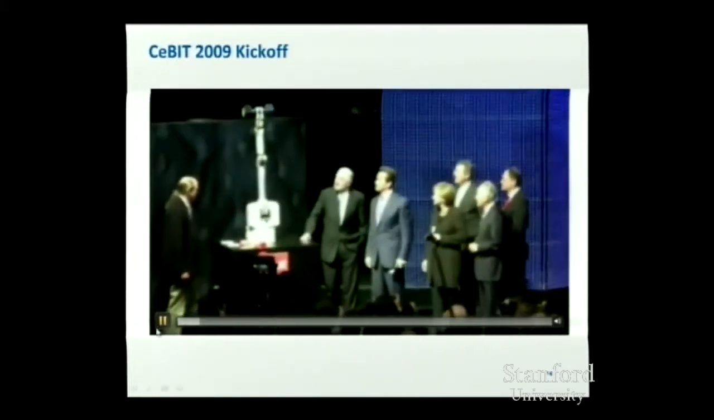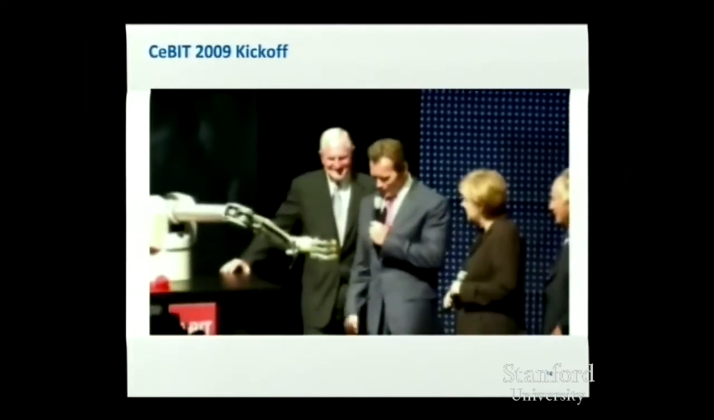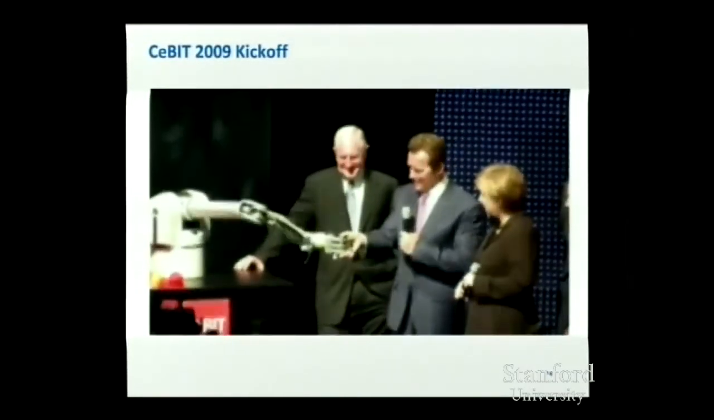All right, so finally I'm going to show you a video where we were able to kind of demonstrate this in a kind of high visibility, fun setting. So this is similar to what I showed you with the apple. Documented from one of our research laboratories. So that's Craig Barrett, Governor Schwarzenegger, and Chancellor Merkel of Germany. So shaking hands with the robot here.